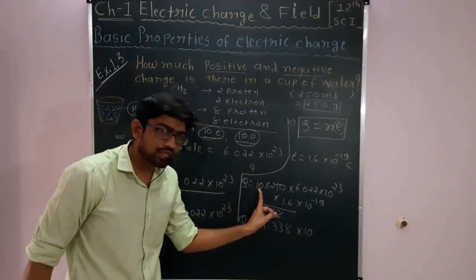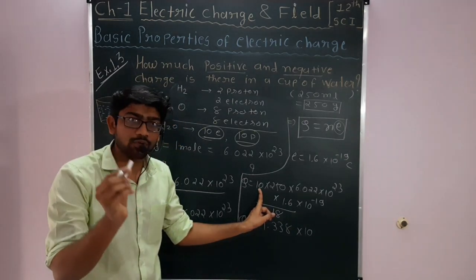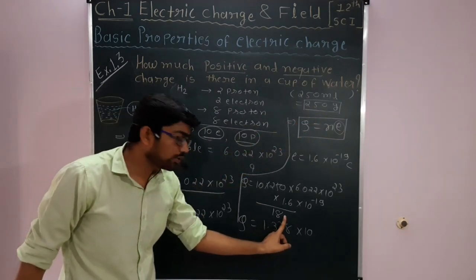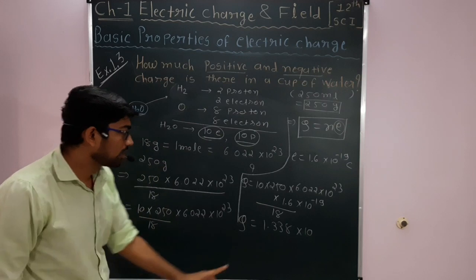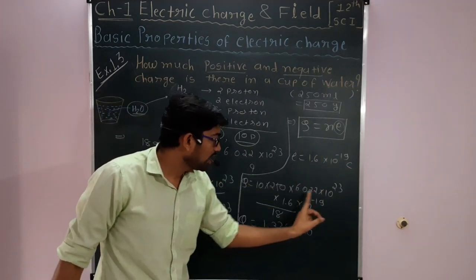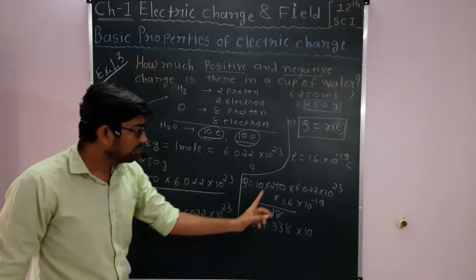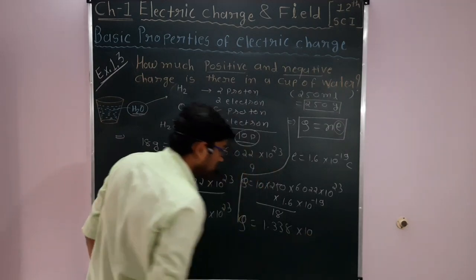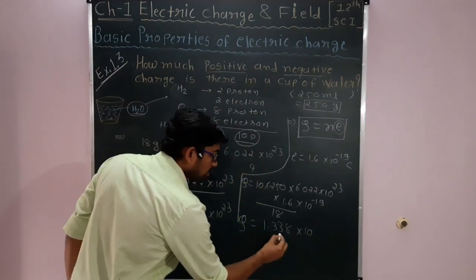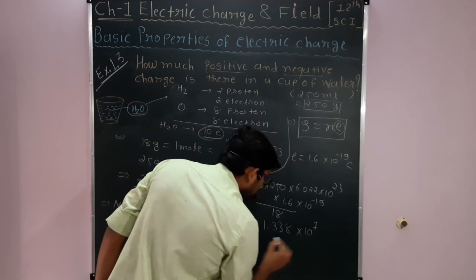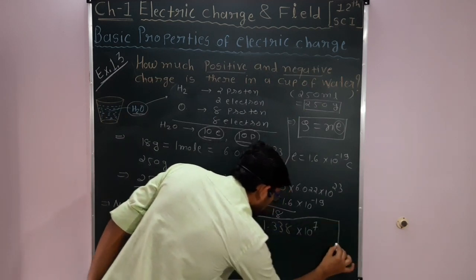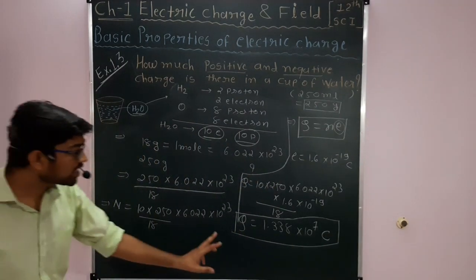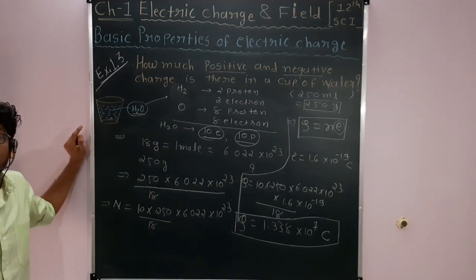Here, 10 is because 1 molecule has positive and negative charges, 250 is the grams of total water, 18 is the mass of 1 mole in grams, 1.6 × 10^-19 is e, and this is the Avogadro number. When we solve these, Q is equal to 1.338 × 10^7 coulomb. This is the charge present in 1 cup of water.